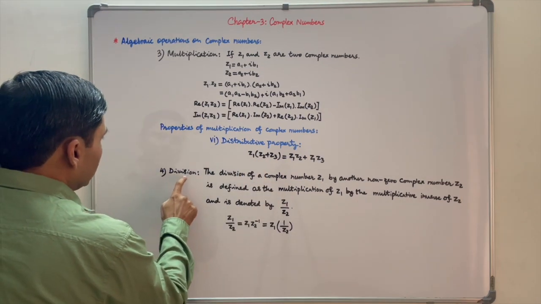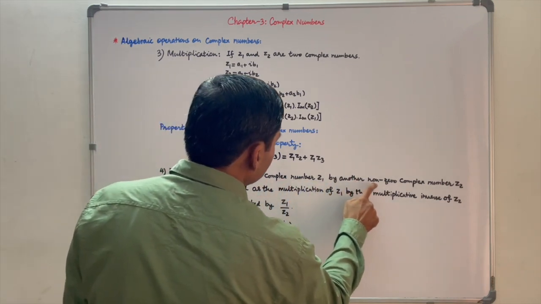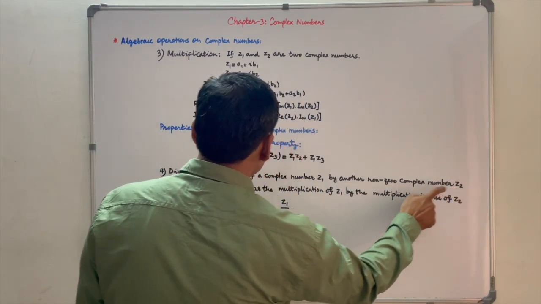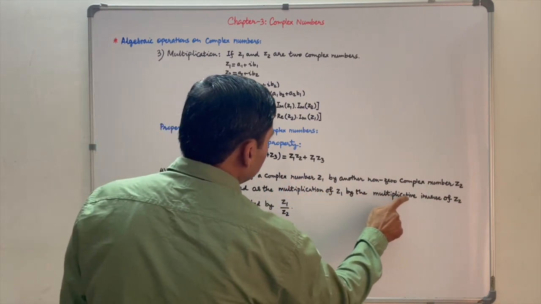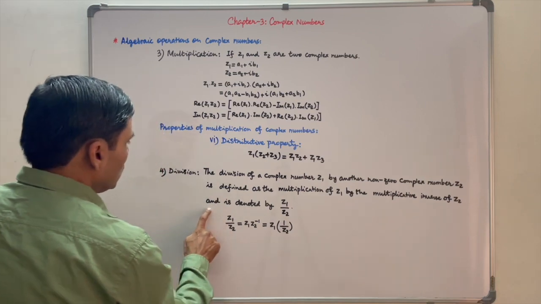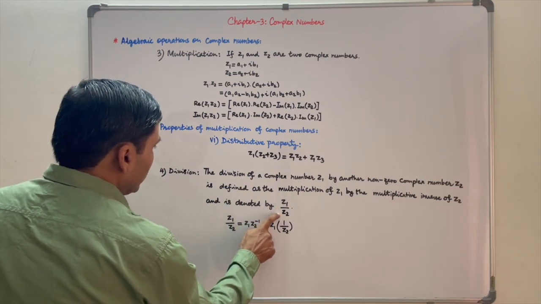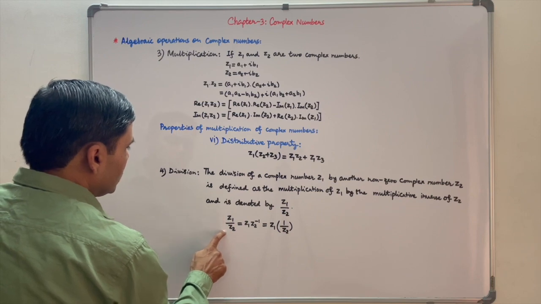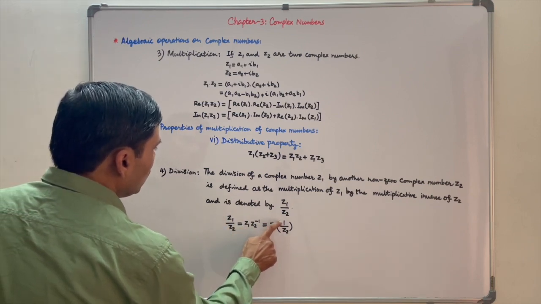Fourth operation, it is division. The division of a complex number z1 by another non-zero complex number z2 is defined as the multiplication of z1 by the multiplicative inverse of z2, and it is denoted by z1 by z2. So by definition, z1 by z2 is equal to z1 z2 inverse, or z1 into 1 by z2.